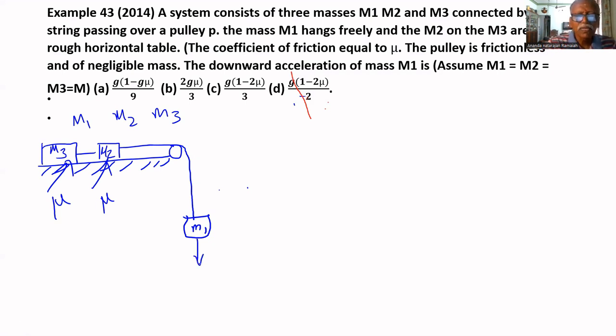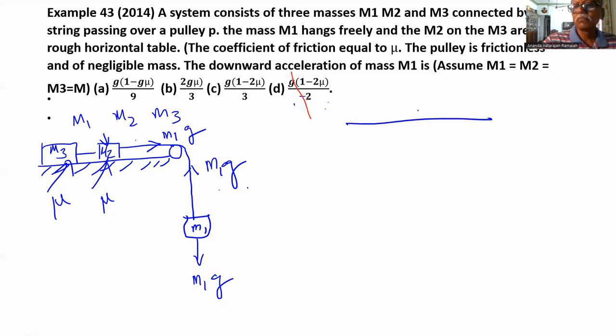So here, what is the force acting downward? M1G. So the string must have M1G in the upward direction. In the opposite direction must be M1G. What are the forces given by this M2? The opposite forces given by this mass are, what are the forces acting on that M2? This is M2.